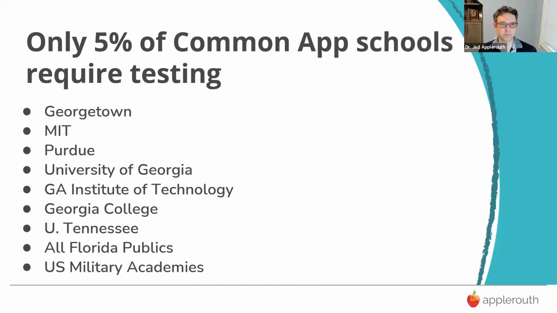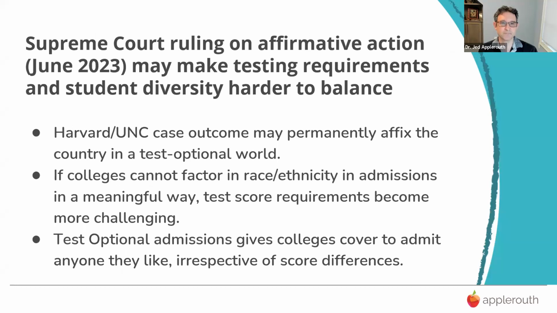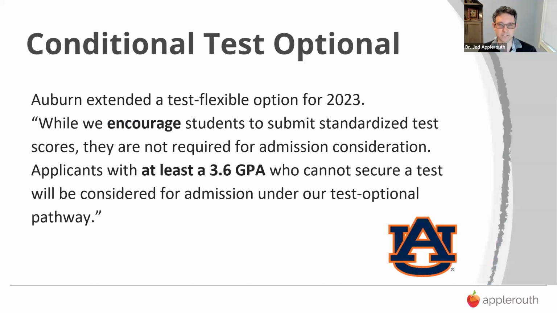I mentioned these are the schools that are required, a very small number. In the SCOTUS case, we are waiting. It's going to come down within the next 8 days, most likely. There are schools where testing is required given lower GPAs. At Auburn, if you have a 3.6, testing is optional. The language is, while we encourage students, so we actively encourage them to give us their testing, it's not required. But if you have a 3.6, it's optional. If you have a 3.59, test scores are required.